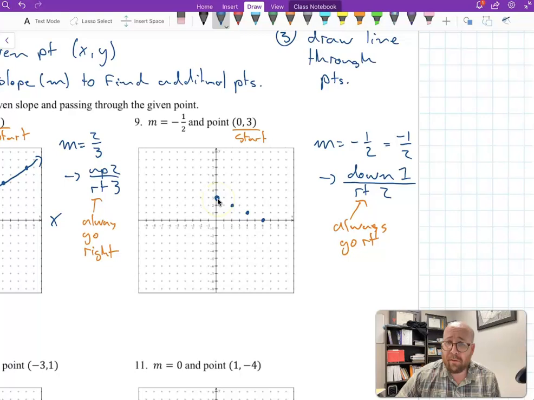We could even go in the opposite direction. The opposite of down 1 to the right 2 would be up 1, left 2. Up 1, left 2, so you're at (-2, 4). Up 1, left 2, you're at (-4, 5). And you see that all of our points lie in a straight line. So we can draw the straight line through all of these points. And there is the graph of the line through the point (0, 3), and m is equal to negative 1/2.